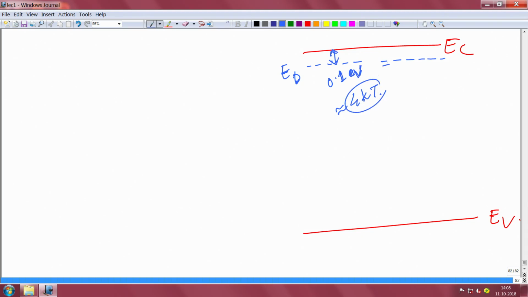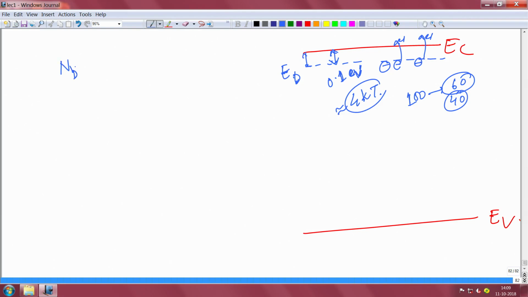So, all the donor atoms that are there may not be able to give electrons. Maybe some of them will give electrons, some of them will not. Maybe if you put 100 of these phosphorus atoms or donor atoms, only 60 of them will give electrons, the rest 40 will not. So, we say only 60% has ionized, 40% has not ionized, and the donor energy level is ED. The further away this ED is from the conduction band, the more the ionization fraction is reduced. Okay. So, what is the fraction that has ionized?